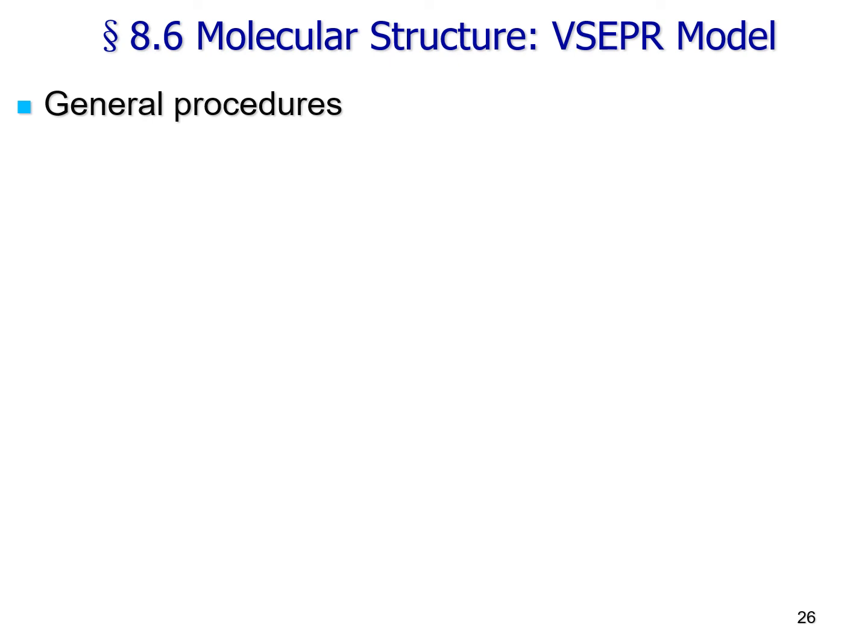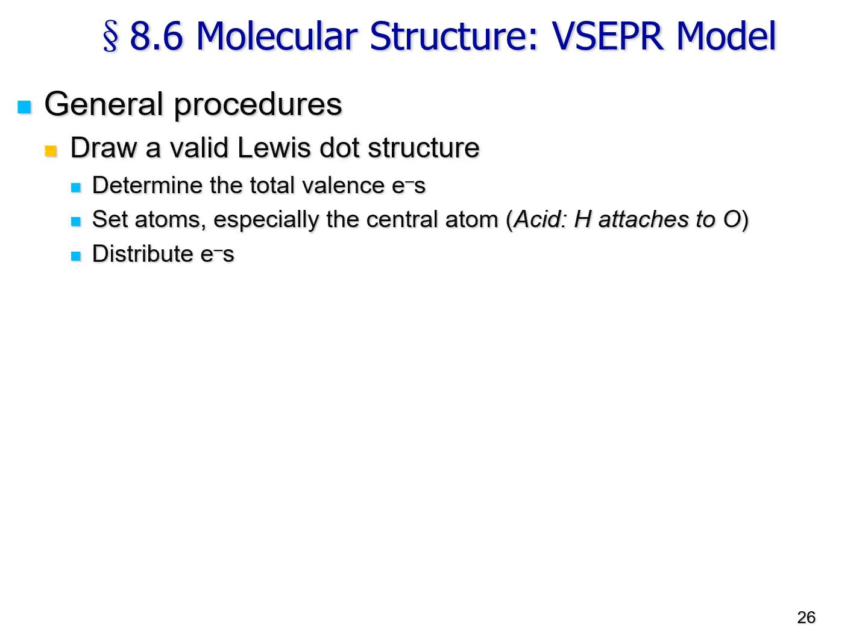All right, so what is the general procedure for us to practice the VSEPR theory or VSEPR model? Remember, the first step is to draw a valid Lewis dot structure. Here I just lay out some typical steps for writing the Lewis structure. First, we need to determine the total valence electrons and set the atoms, especially the central atom. Remember, the central atom must be the one with the least electronegativity, with the exception of hydrogen, of course.